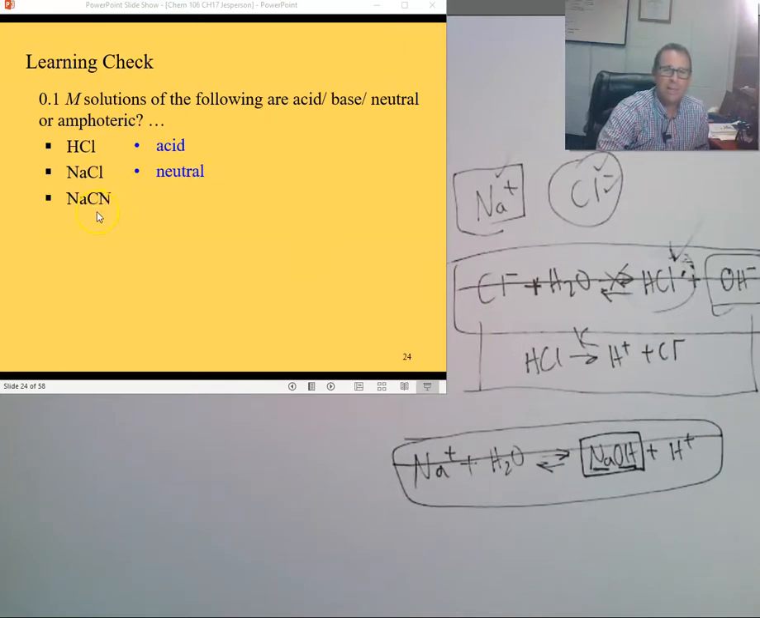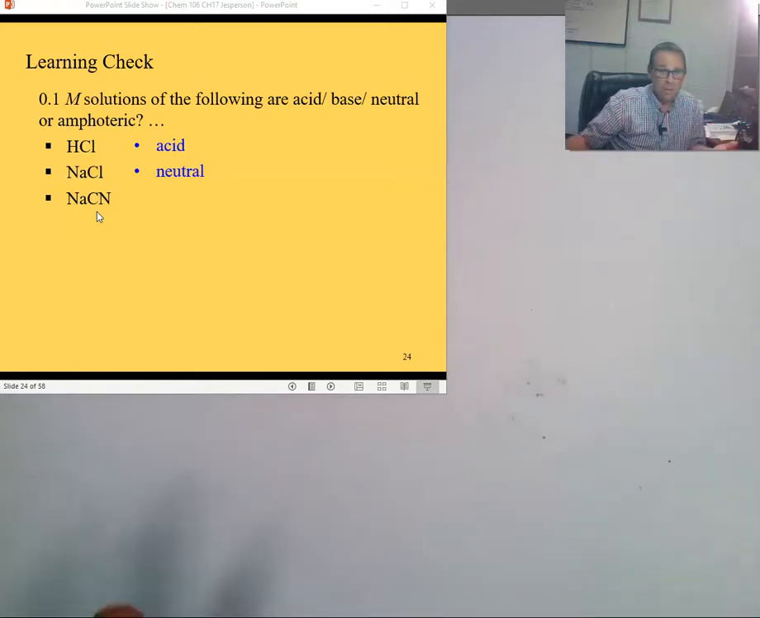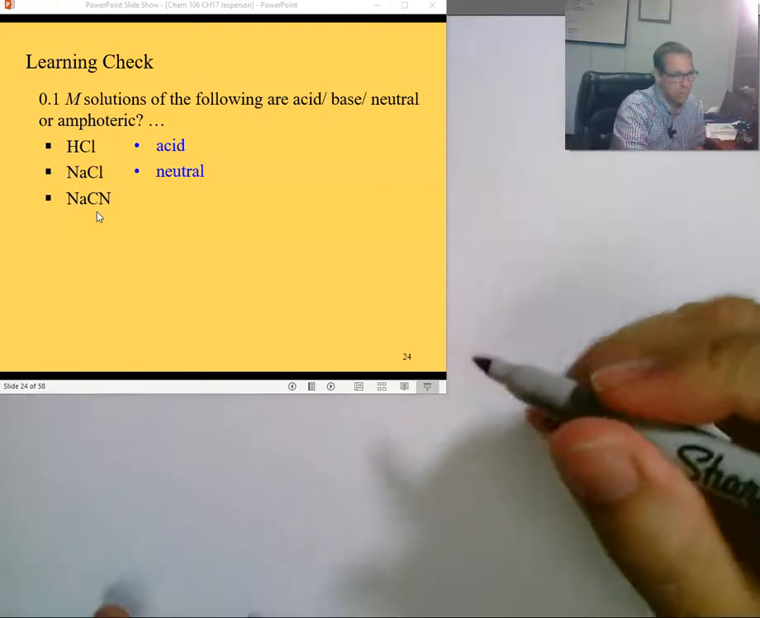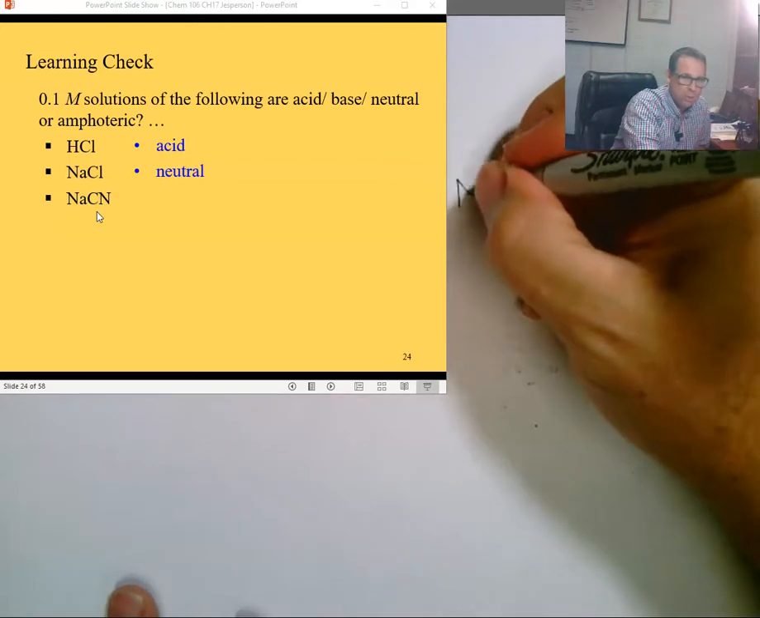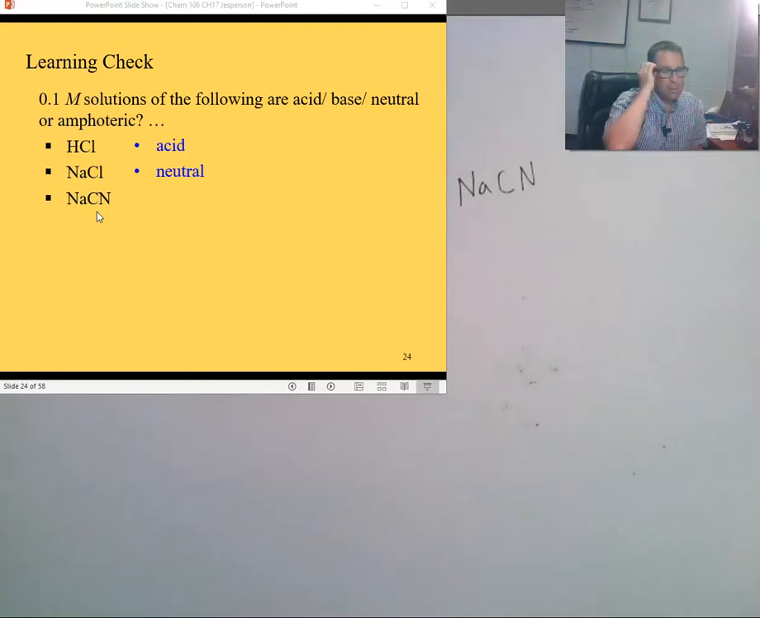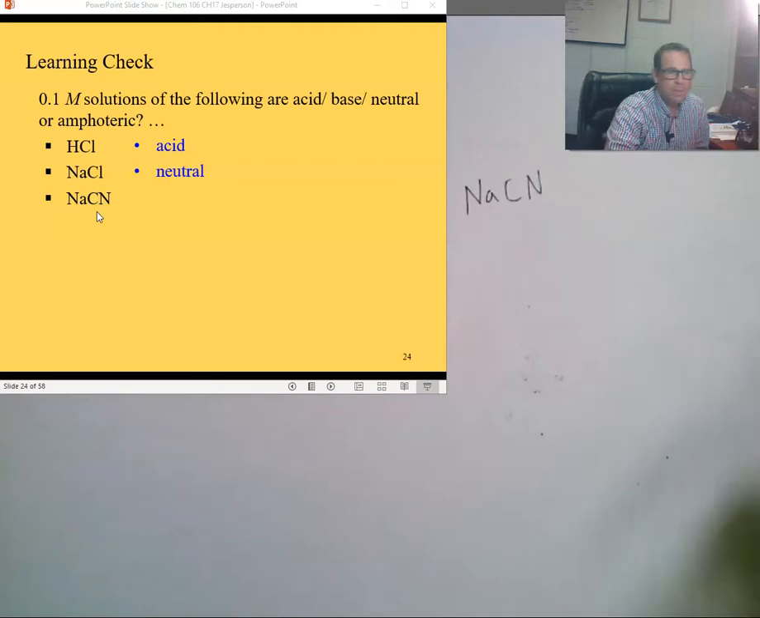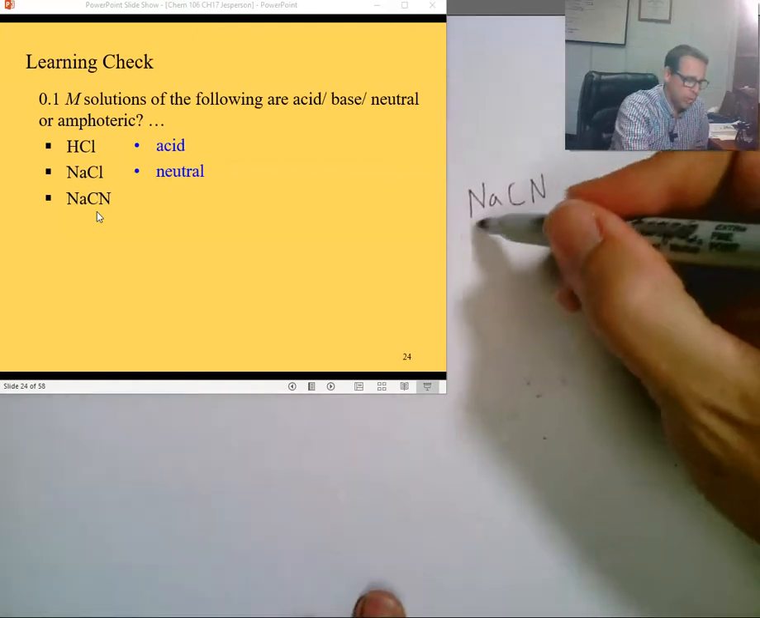Now, sodium cyanide, or the cyanide ion. So we have to do the same thing. We have to look at this salt. It's not a strong acid. It's not a strong base. It's just a salt, sodium cyanide. But we have to answer some questions: will a solution of sodium cyanide be neutral or acidic or basic? Okay? So the way we do this, again, is we identify the ions that will result when you put this into solution.